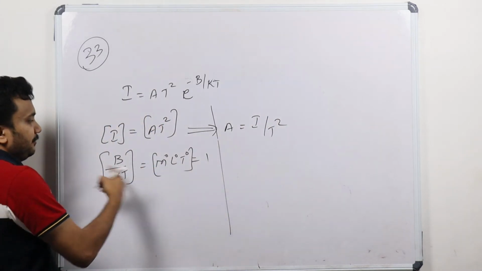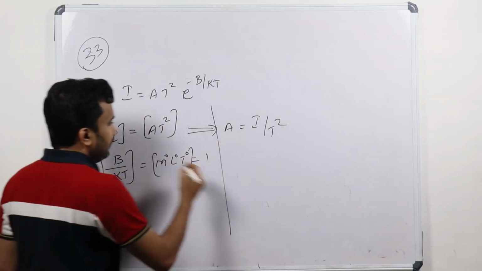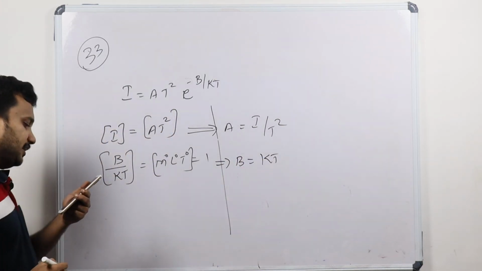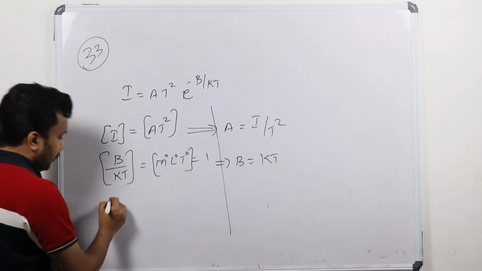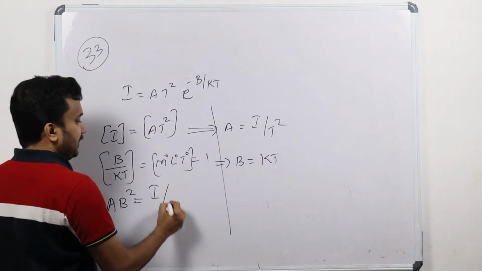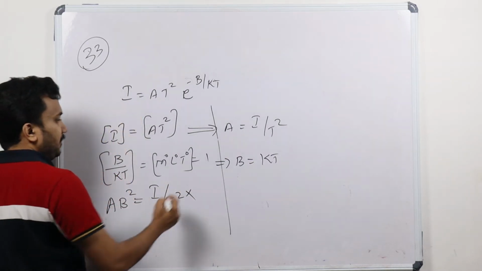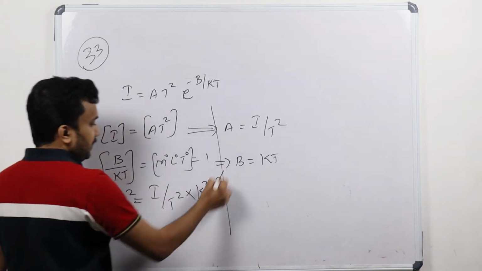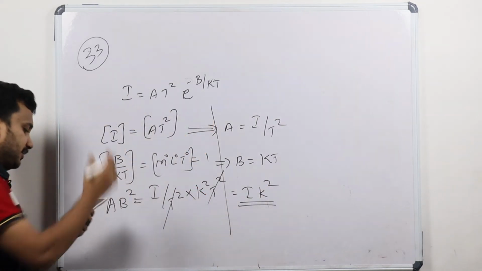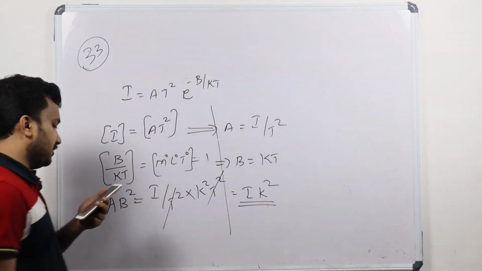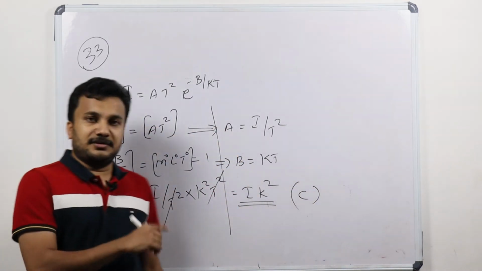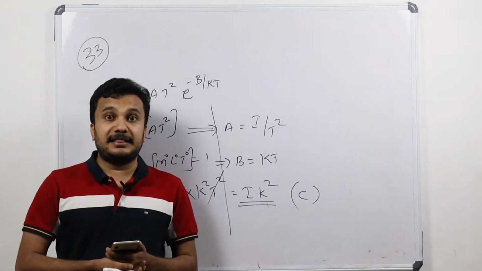The value of A is written. From here we need to get B. So, B is equal to k T. Now, what is the question asking? The dimension formula of A B square. So, A B square is equal to A means I by T square, B square means k square T square. T square cancels. Answer is I k square. I k square matches with the respective options. Yes, option C is the right answer for question number 33.